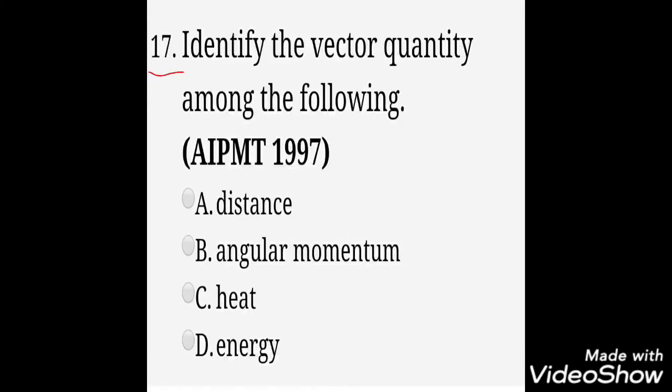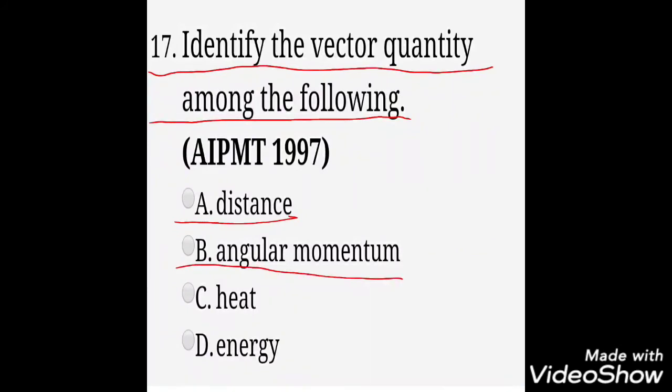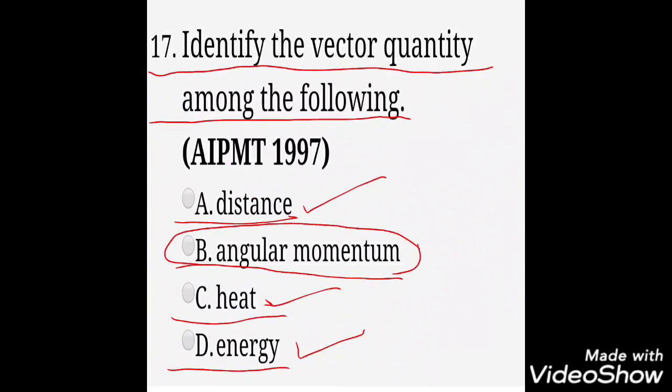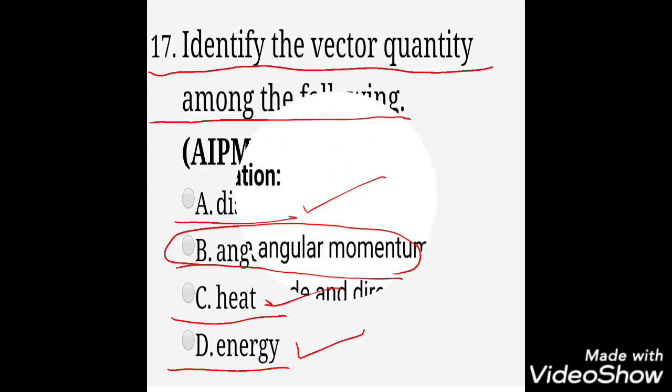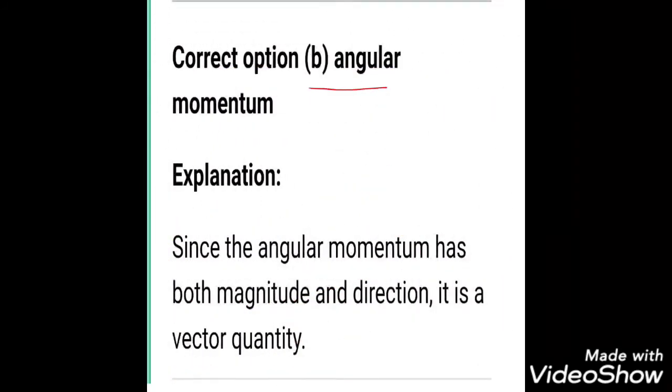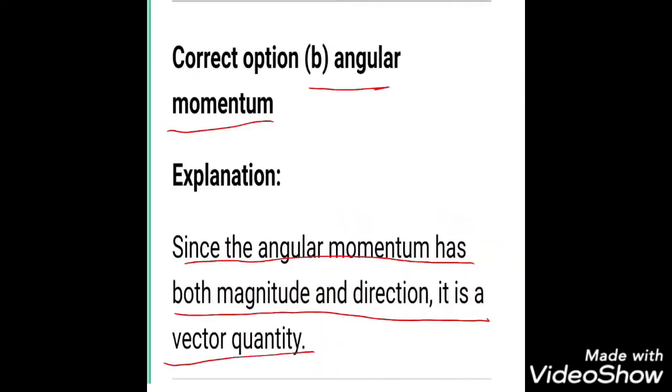Question number 17. Identify the vector quantity among the following. Option A distance, option B angular momentum, option C heat, option D energy. Here simply you can answer. Distance is a scalar quantity, heat is also a scalar quantity, energy is also a scalar quantity. The only one is angular momentum. So the option for question number 17 is option B, angular momentum is the correct option. Since angular momentum has both magnitude and direction, it is a vector quantity.